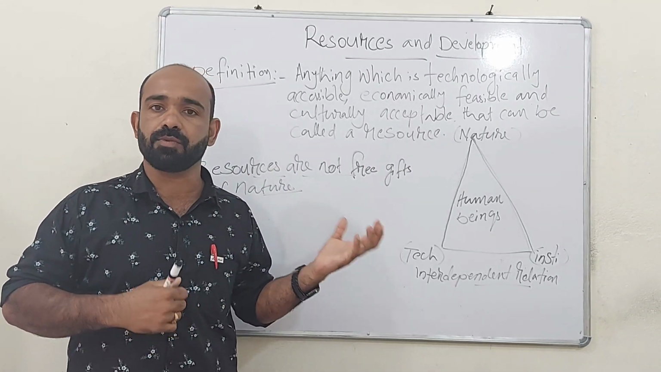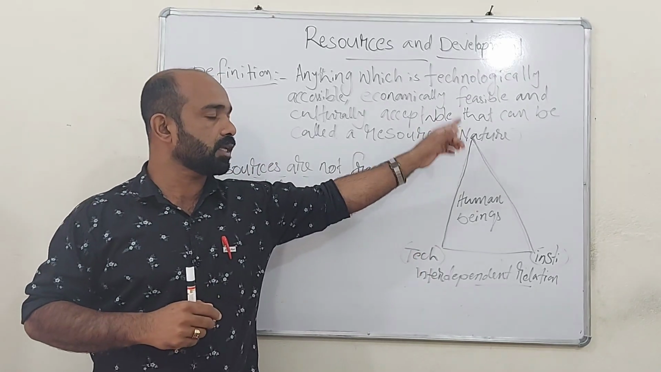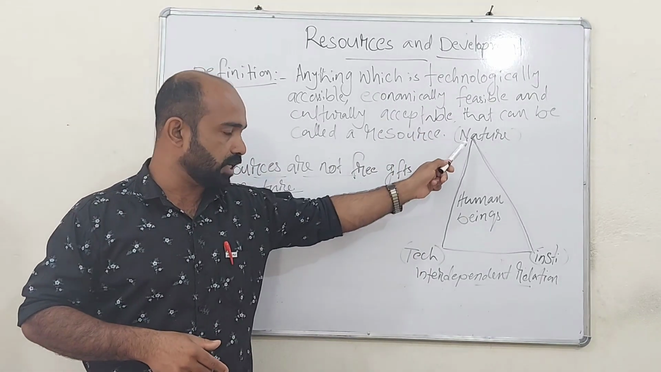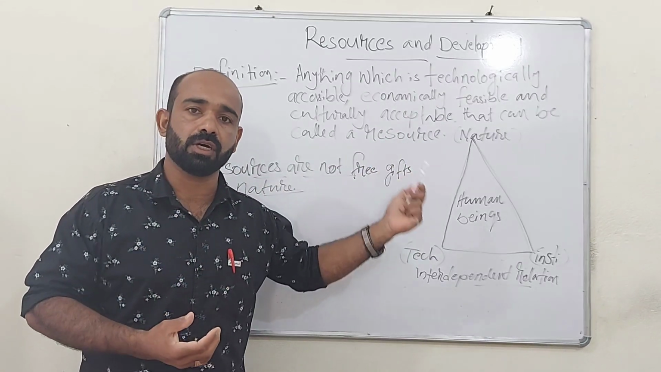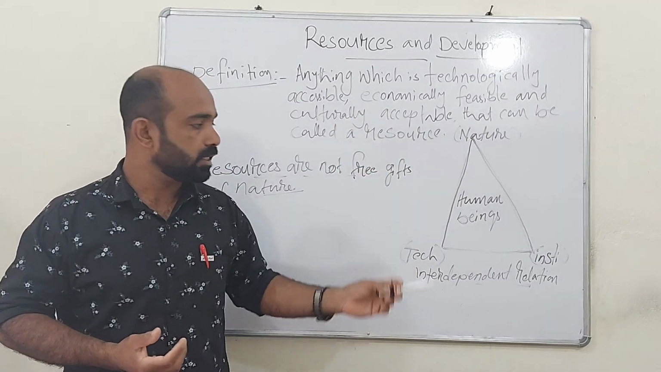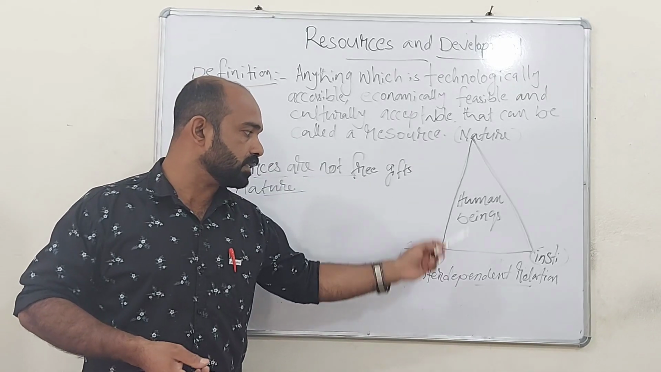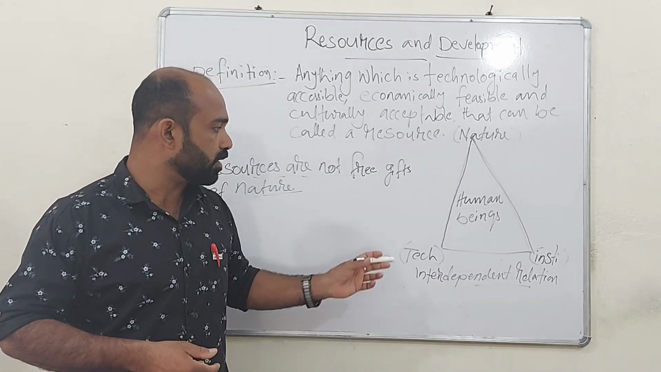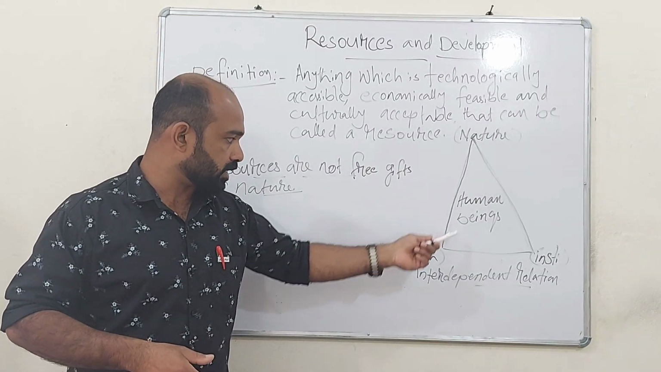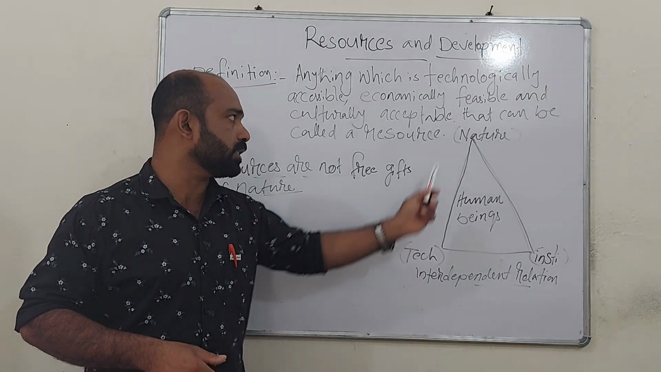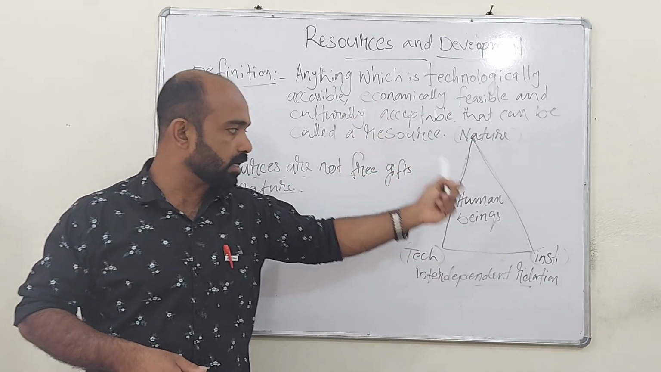So human beings, with the help of their knowledge and idea, develop technology, and with the help of the technology, they enter into nature, and after extracting the materials from nature, with the help of those materials, they create institutions. So this can be called an interdependent relationship between technology, nature, and institutions. Human beings develop technology, and with the technology they enter into nature, extract materials from nature and create institutions.